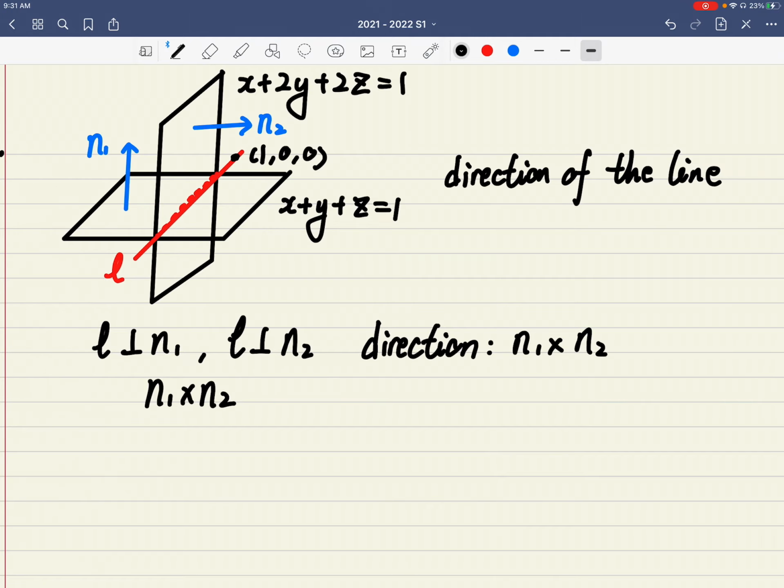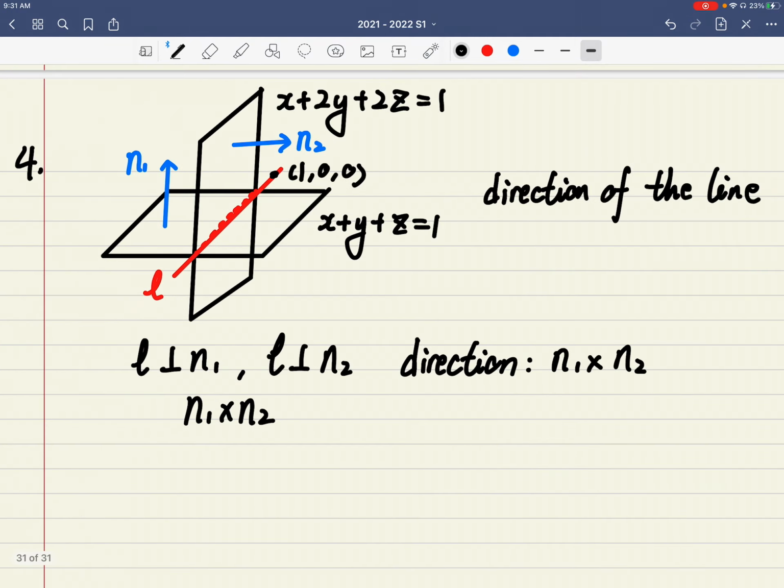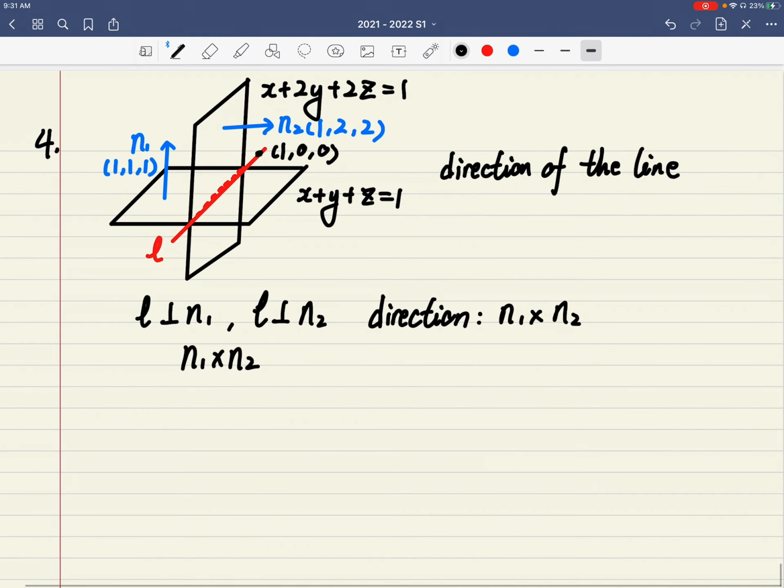Okay, next question: what is N1, what is N2? Again, N1 is easy. It's the coefficients of x, y, and z for the first plane, right? So N1 is just 1, 1, 1. N2 is the coefficients of x, y, and z for the second plane. N2 is just 1, 2, 2. So the direction vector is 1, 1, 1 cross 1, 2, 2.